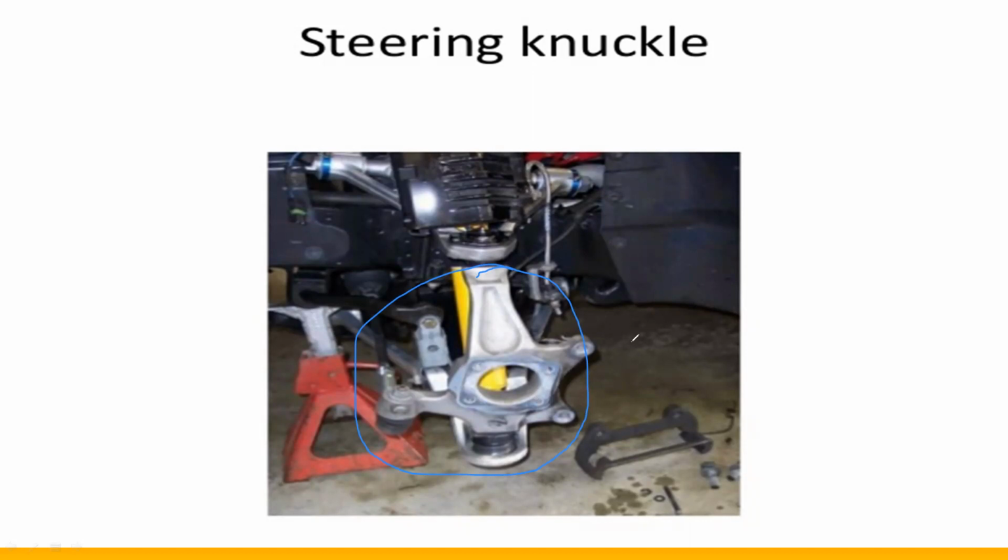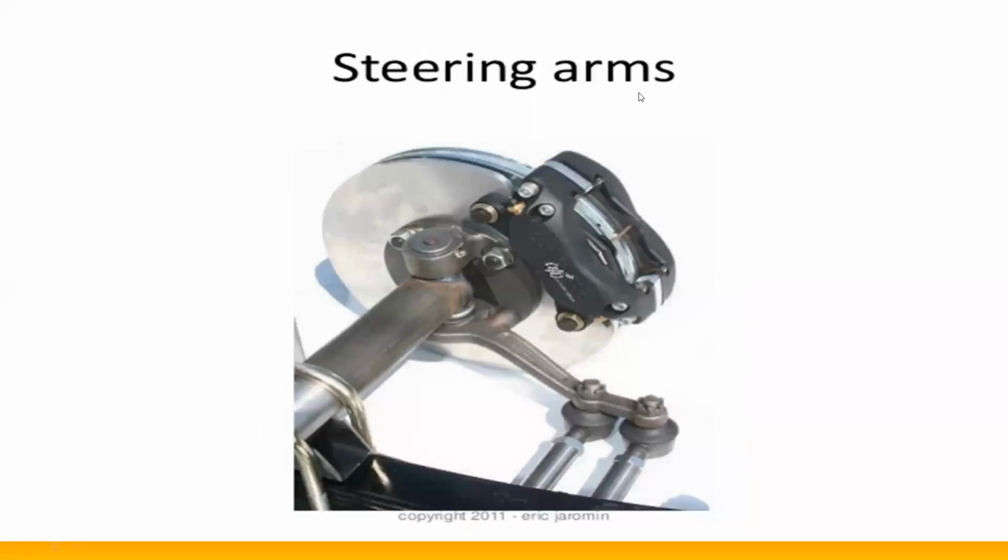If turning occurs on the road, this steering knuckle plays a vital role in these turnings. It helps to turn the wheels. So that is the main purpose of the steering knuckle. The steering arms and steering knuckle are pivoted to the wheels.